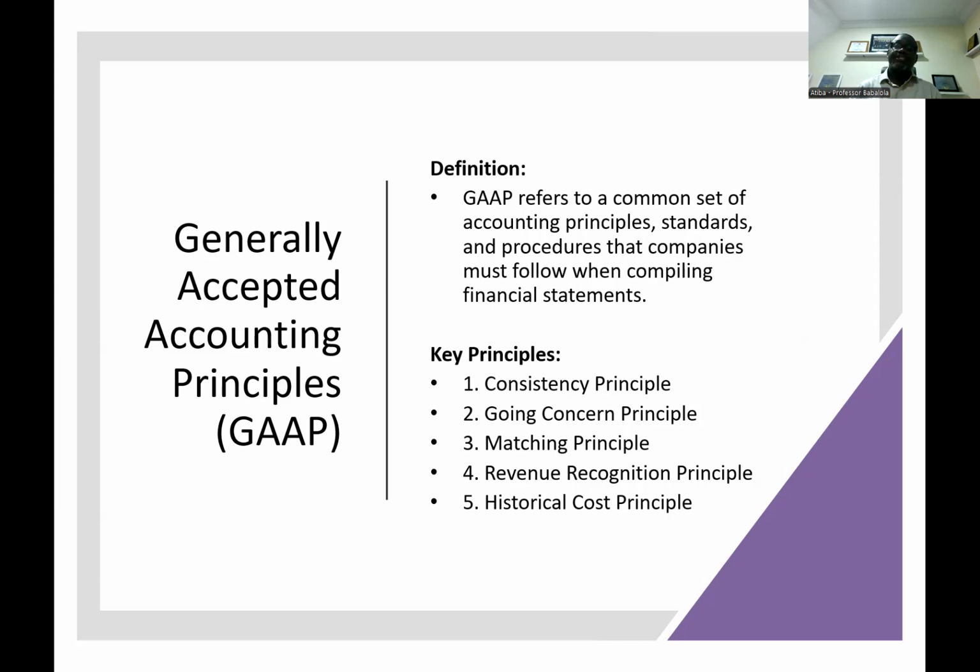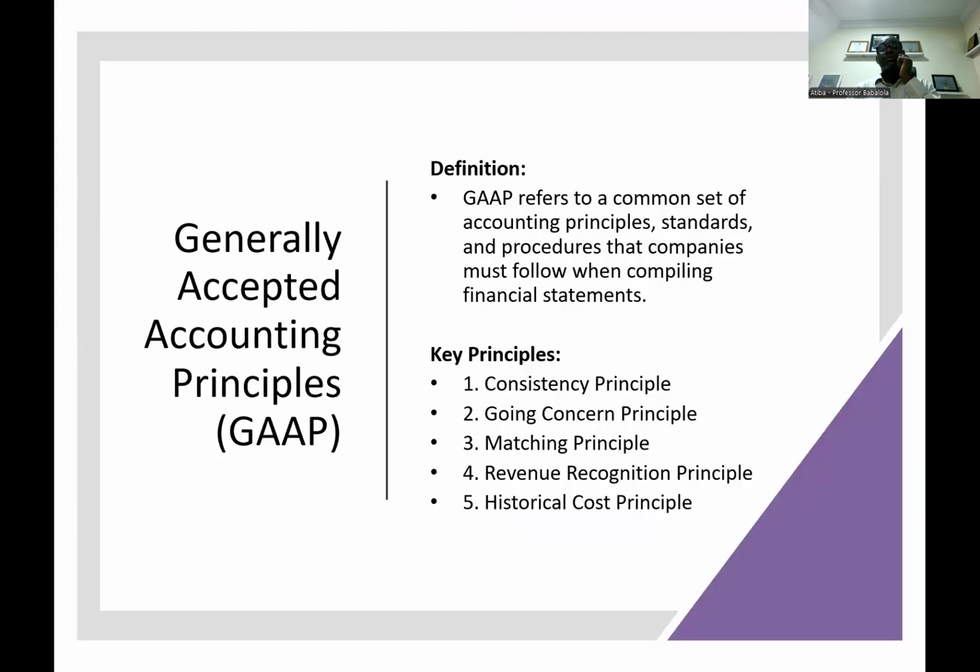So in setting up this accounting principle and standard, there are some key principles in it. One, the consistency principle, the going concern principle, the matching principle, the revenue recognition principle, and the historical cost principle. So we're going to look at each principle one after the other in their simplest form for our understanding.